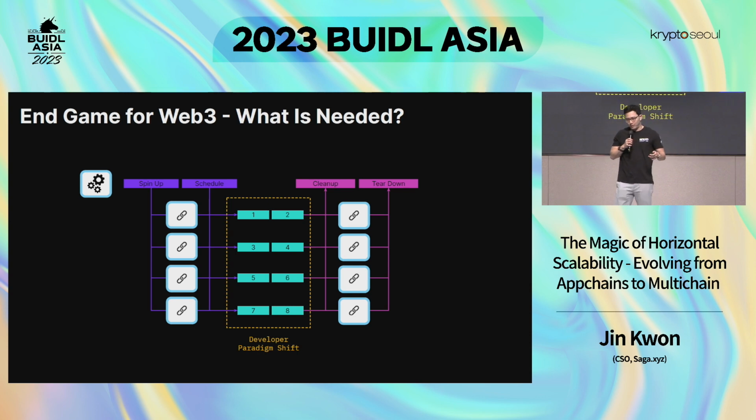So what do you need to make this happen in Web3? Because obviously you don't have this right now, right? So the first thing you need is that developer paradigm shift, as I mentioned. Developers are going to have to start thinking more about their applications in the horizontal sense, right? So they're going to have to change some of their actual programs to be able to support spreading out these operations across all these different chains.